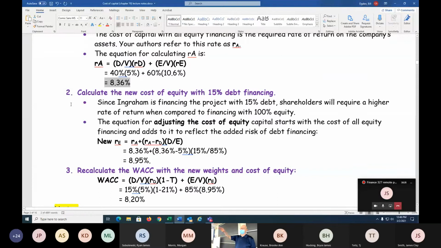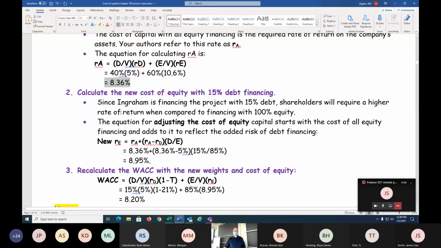Step two, now from the no debt financing platform, we're going to adjust it for 15% debt financing. Okay, so since Ingram is financing the project with 15% debt, shareholders will require a higher rate of return when compared to financing with 100% equity, won't they? Because this is what they would require if we didn't use any debt. So with 15% debt, they will require a higher rate of return because more of the operating income will be paid out as interest, won't it? Without the interest, it would have flowed to the shareholders, wouldn't it?